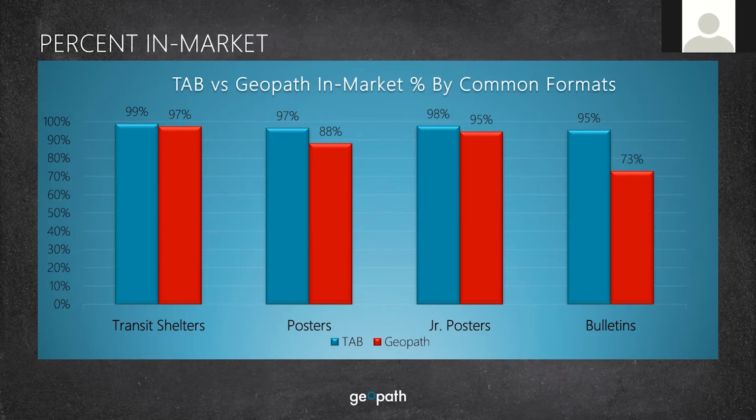Now this makes sense when we start mapping it out, which we'll do in a second, because bulletins are primarily located on these major interstates, major highways, and there's a lot of long distance travel in those areas. And I'm going to go back to this.